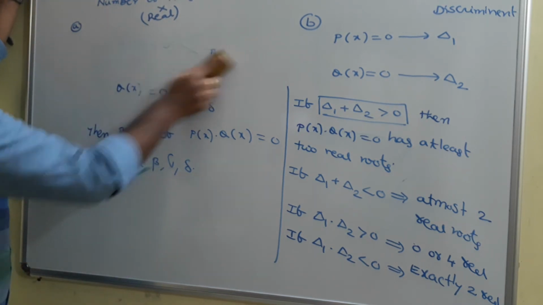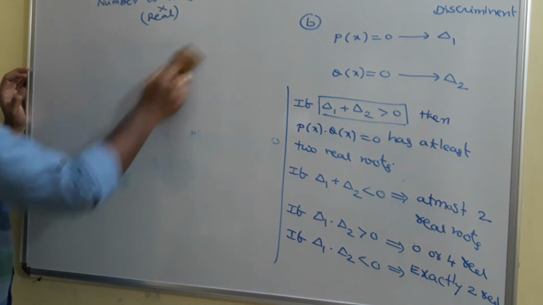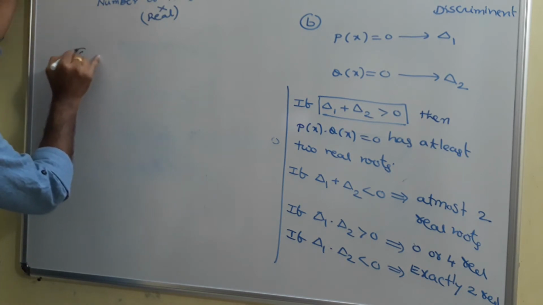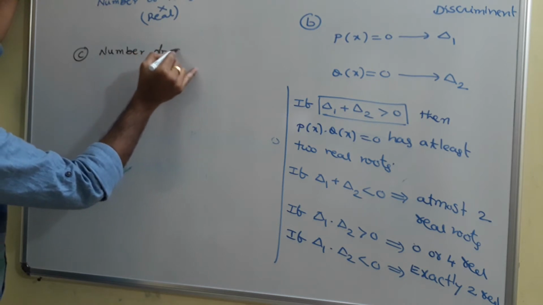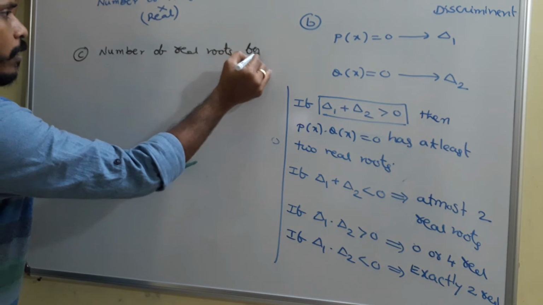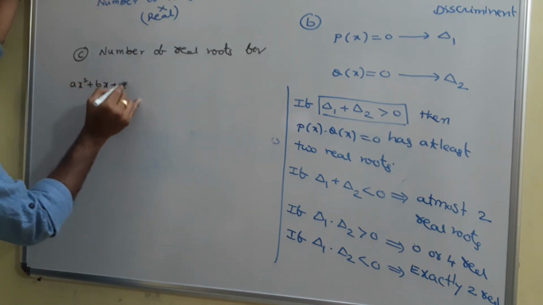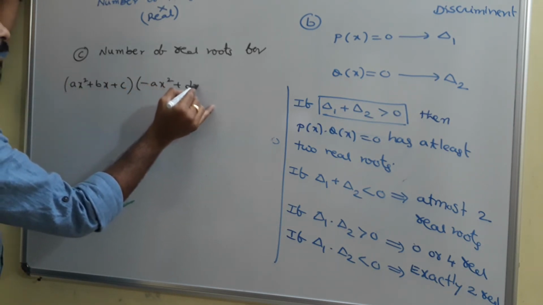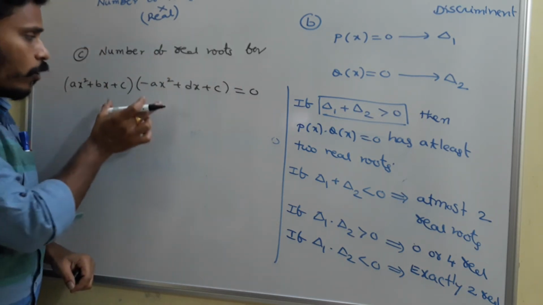I will give you one problem based on that. You just think about it. We need to find the number of real roots for ax square plus bx plus c into minus ax square plus dx plus c equals 0. We need to find the number of real roots for this product.